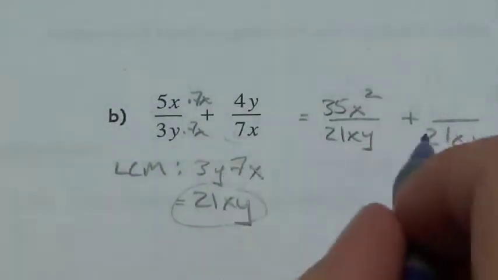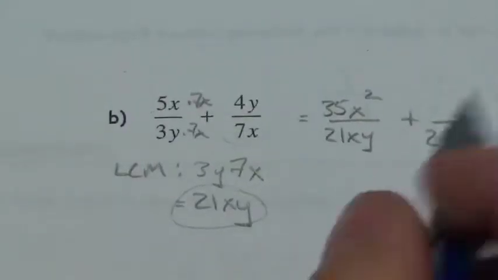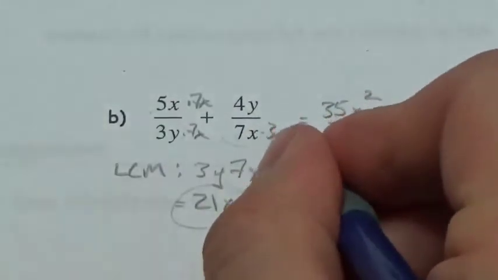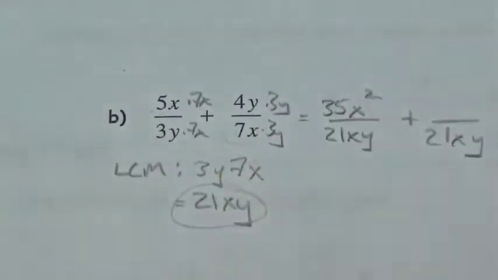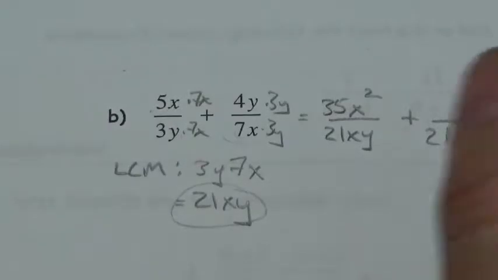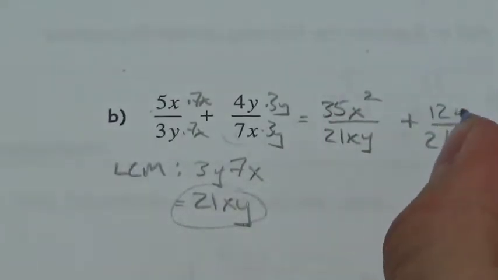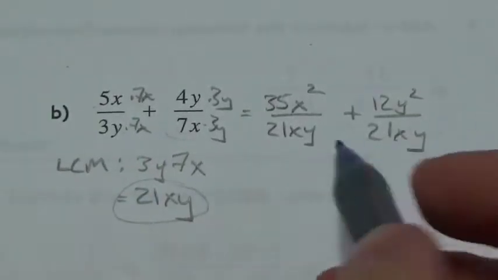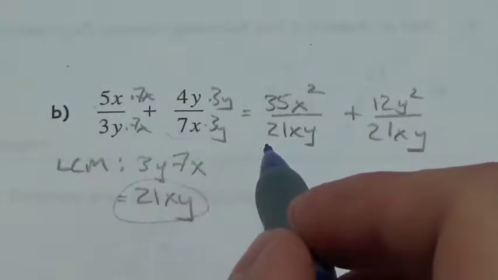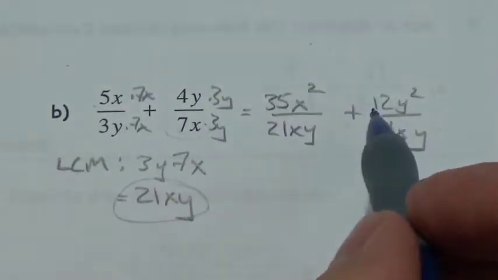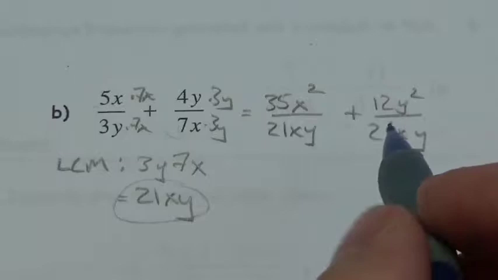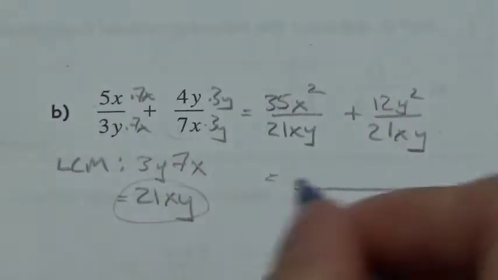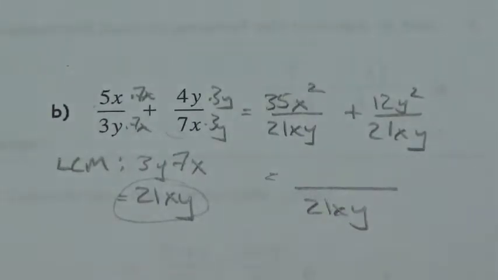Okay, let's take a quick look at this one over here. In order to get this to 21xy, I had to multiply this one by 3y. Same argument there, multiplying by 3y over 3y is just like multiplying by 1. And then that's going to give me 12y squared. Okay, good. So now what I've got is 35x squared over 21xy, and I'm going to add 12y squared over 21xy. So altogether, how many 21xy do I have?